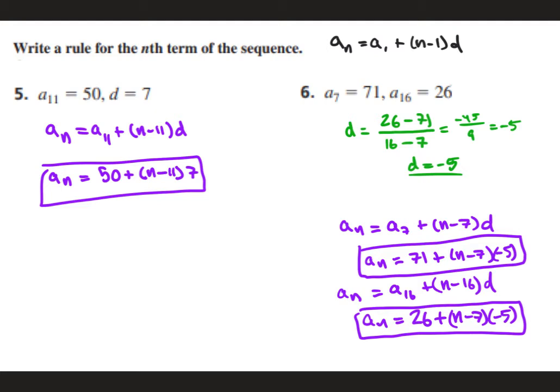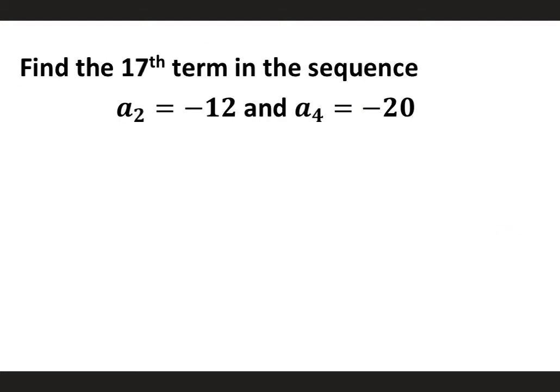Yeah, so we're using a couple of tricks here. First of all, we're finding the difference a little bit of a different way. We can find the difference in any gap. We just have to divide by the number of that gap. So you do 26 minus 71, that's the 16th term minus the 7th term. Kind of reminiscent of the slope formula. And then we can also use any term where this a1 normally is in order to help us write our nth rule. All right, and this one says find the 17th term in the sequence.